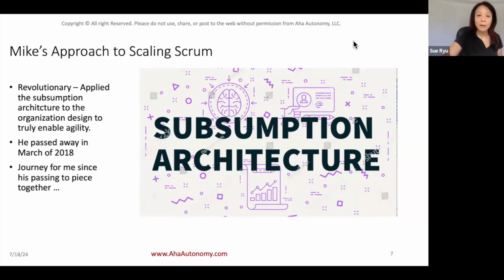Okay, so Mike's approach, as I was saying before, is using subsumption architecture for the organizational design, which really brings agility throughout the whole organization.